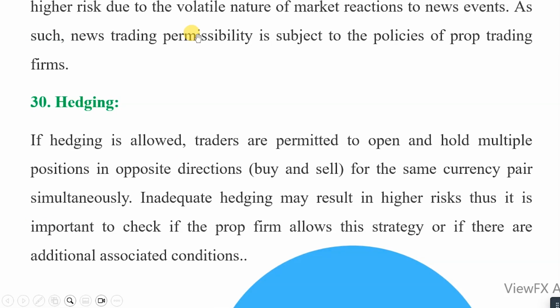And here we have hedging. If hedging is allowed, traders are permitted to open and hold multiple positions in opposite directions, which is buy or sell, for the same currency pair simultaneously. So some prop firms will allow you to buy and sell, for example, GBPUSD at the same time. Inadequate hedging may result in high risk. Thus, it is important to check if the prop firm allows the strategy or if there are additional associated conditions. So these are the things you have to find out from the prop firm you want to work with.